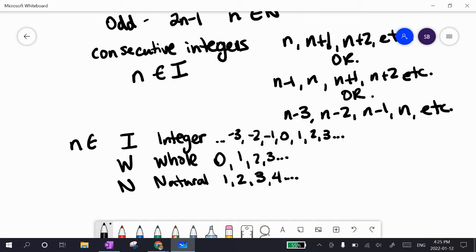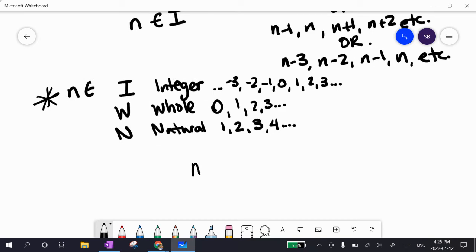Okay? You must define n as something. If n's not a specific number, you can also say that n is less than 2 and greater than negative 5, right? So you define n.